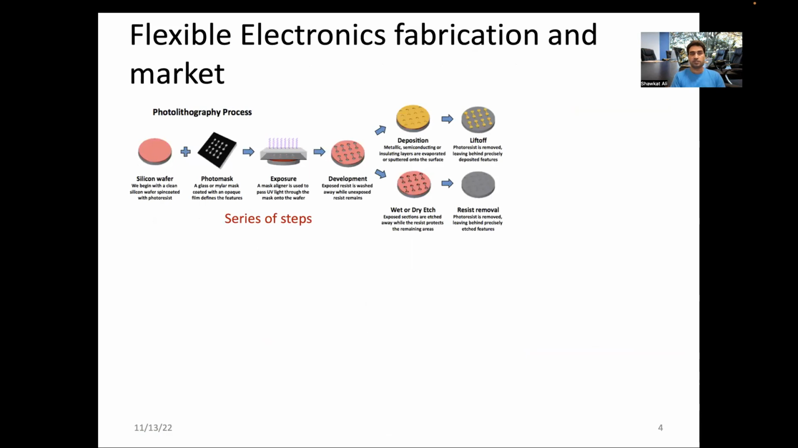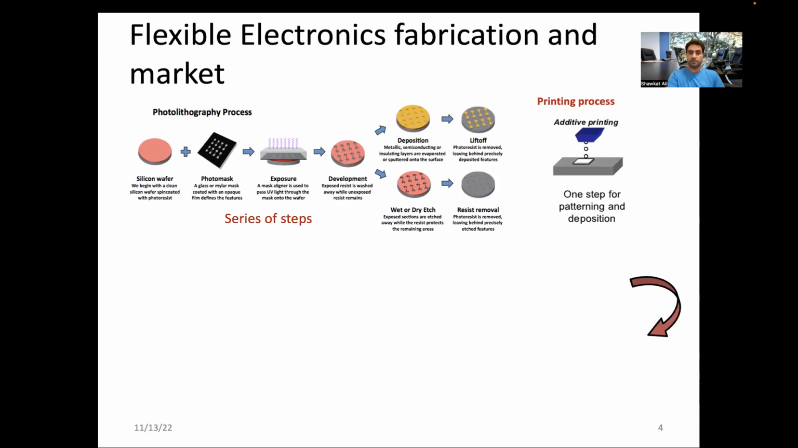So flexible electronics fabrication and its market: if we see here, this is the conventional technology, silicon technology, that we use in our present electronics. This technology comes from silicon. We start from a wafer and process it through photolithography. There are a lot of steps and high temperature is involved, whereas on the other hand, flexible or printed electronics is directly printing the material on the target substrate in one step.